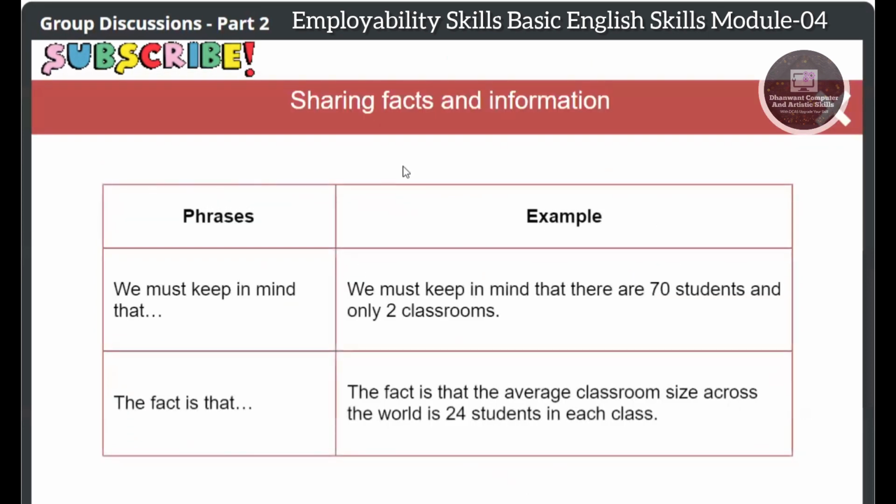In group discussions, you must share facts and information to support your opinion. Here are some phrases that you can use for sharing facts and information. We must keep in mind that, for example, we must keep in mind that there are 70 students and only 2 classrooms. The fact is that, for example, the fact is that the average classroom size across the world is 24 students in each class.